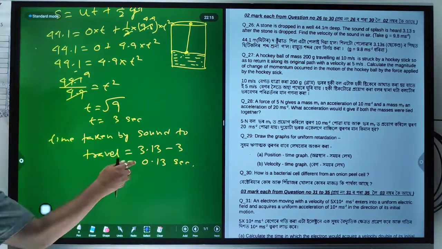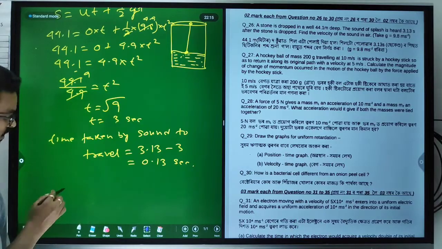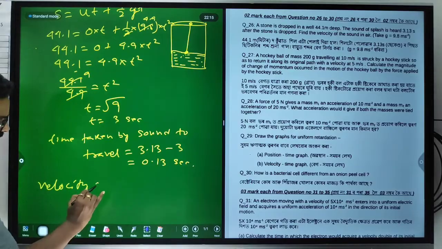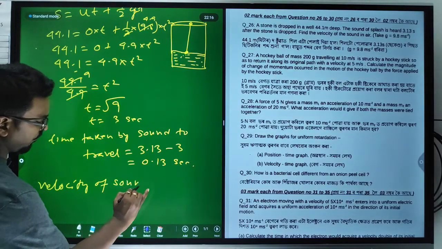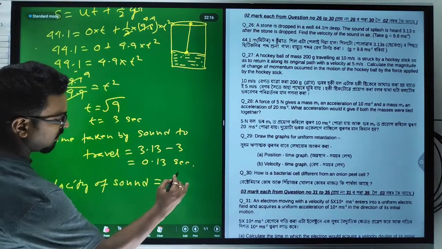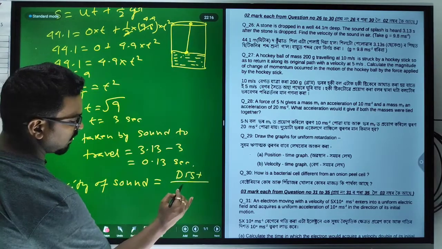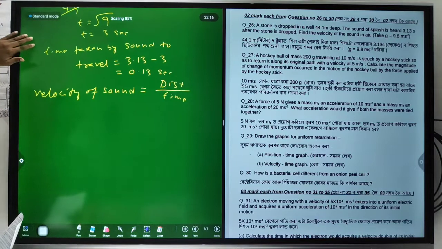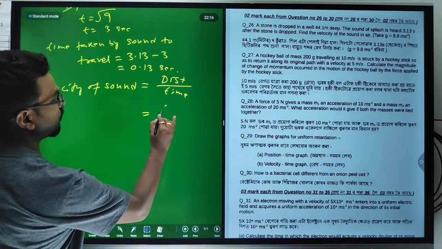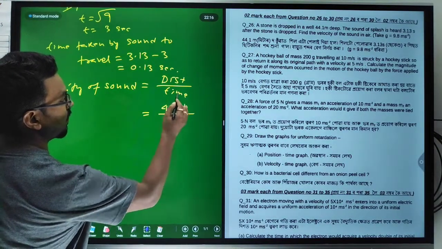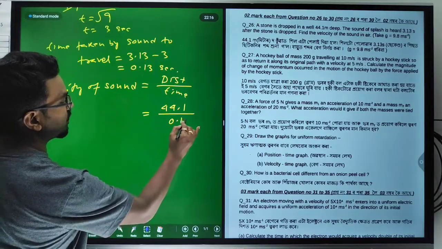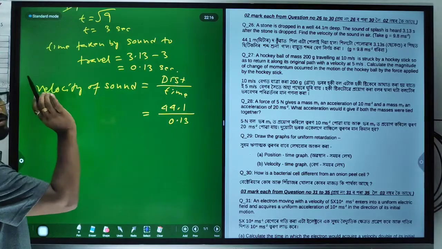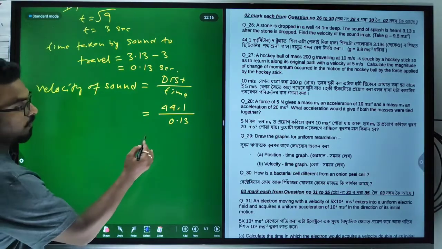Okay, so the time taken is 0.13 second. Now the velocity of the sound. Velocity is equal to distance by time. So what is the distance? The distance we know is 44.1. The time taken is 0.13 second. This is the velocity of the sound. The stone's distance is already given.